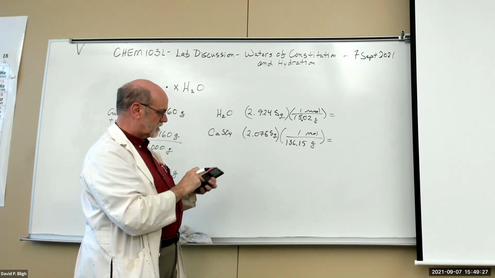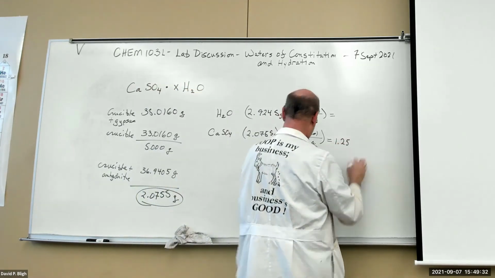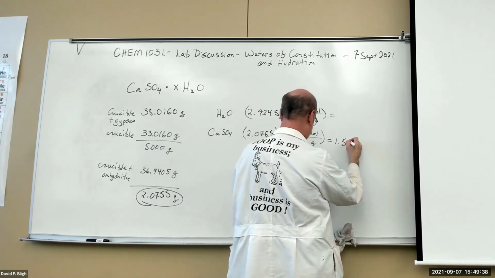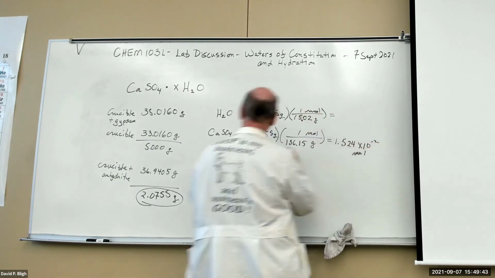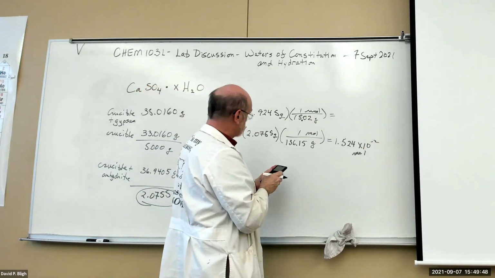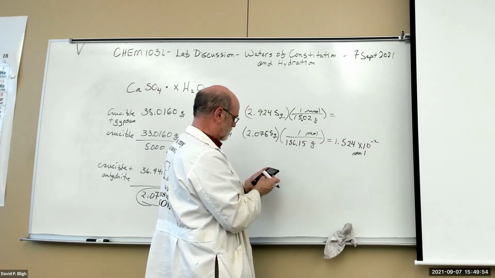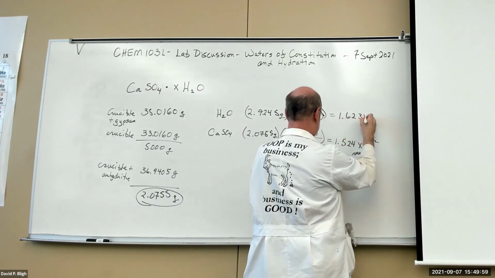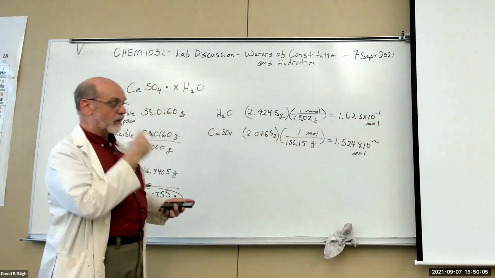Now I've already got that in my calculator, so I'm going to do this one first. 2.0755 divided by that number is, excuse me, I'm dyslexic, 1.524 times 10 to the minus 2 moles of this compound. And water is, let's see, divided by 18.02 is 1.623 times 10 to the minus 1. So we just need to ratio those two.